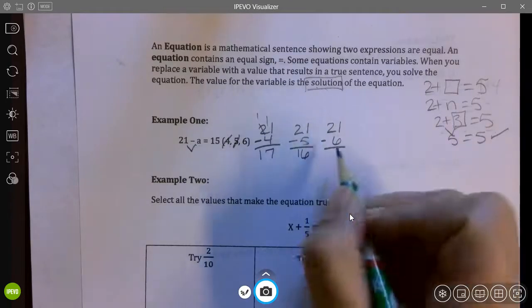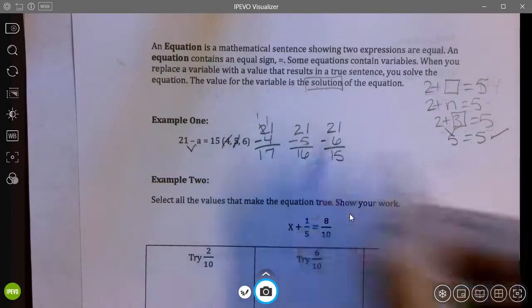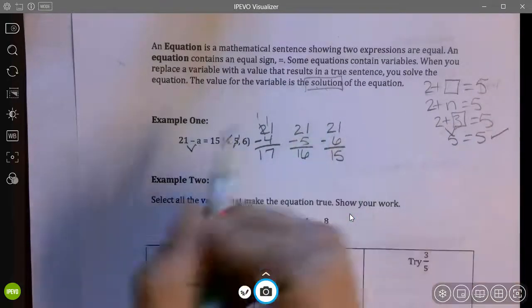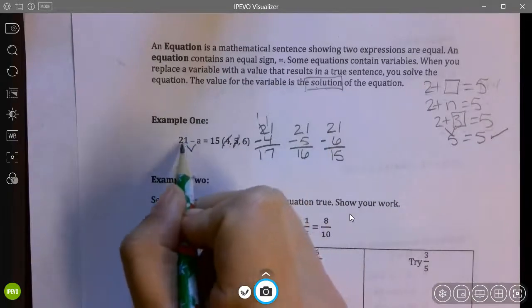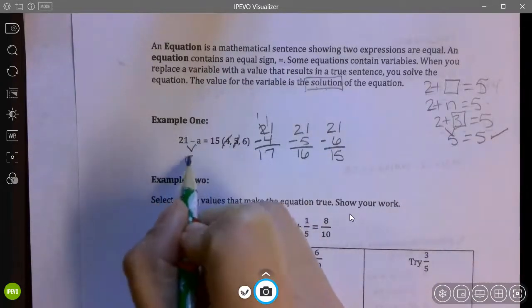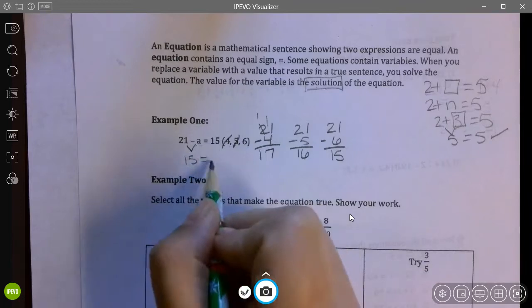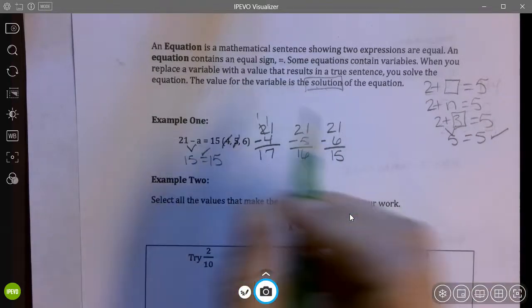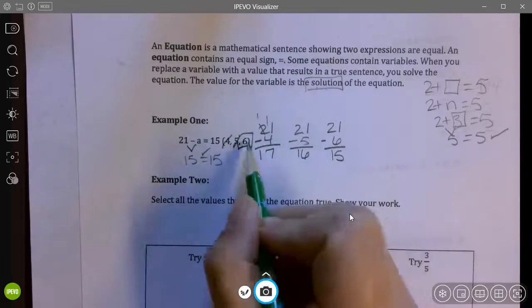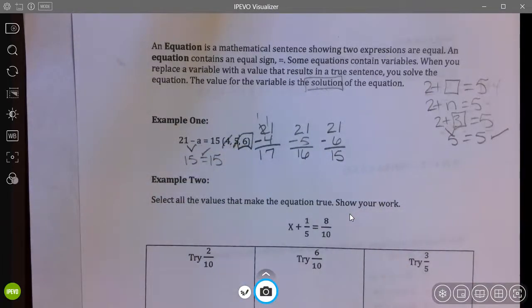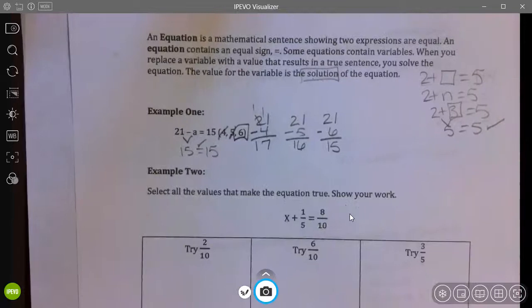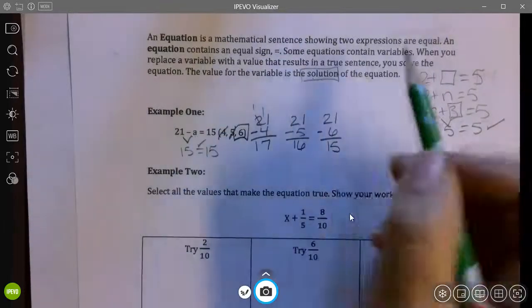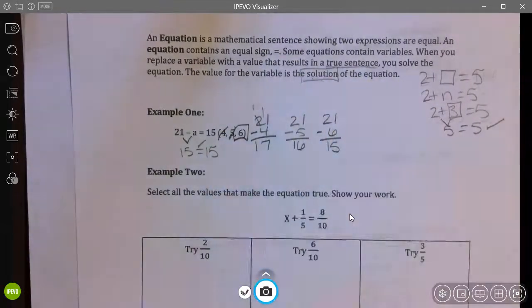21 minus 6. That is going to give me 15. So when I substitute 6 in for a, 21 minus 6 is going to give me 15. And 15 is equivalent to 15. So I have found my solution. My solution is 6. That is the value of a. That is what makes the sentence true.